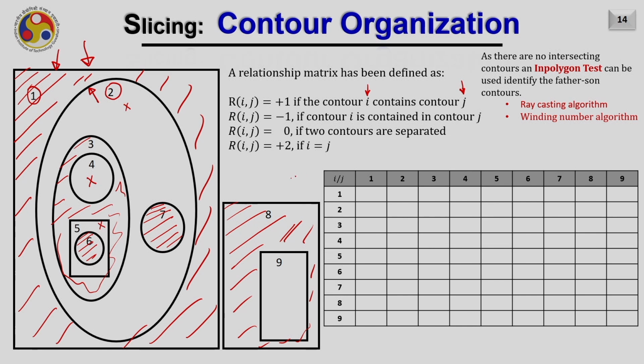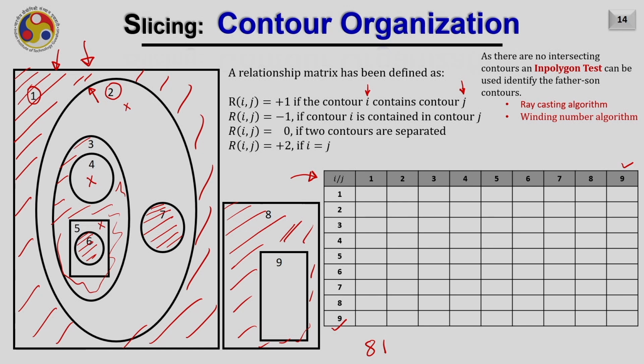So, for example, a matrix has been created here. It is a 9 by 9 matrix. This dimension is coming because there are 9 contours involved and we are trying to establish a relationship between the different contours. That is why it is a 9 by 9 matrix, and hence there are a total of 81 cells here. Now, our objective is to fill these cells appropriately in such a way that we can easily identify the contours corresponding to the exterior and the contours corresponding to the interior.